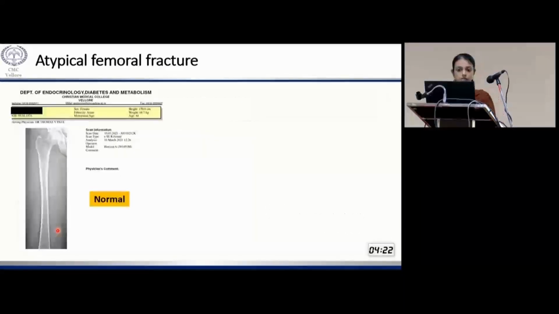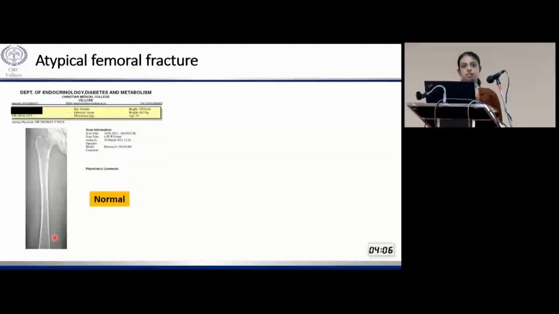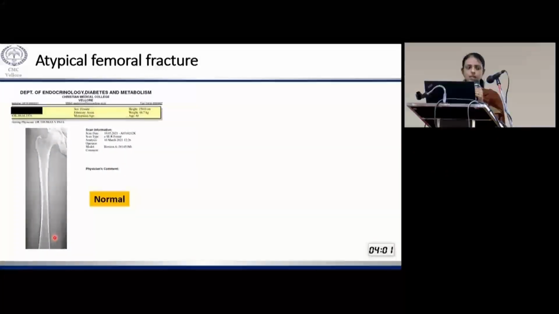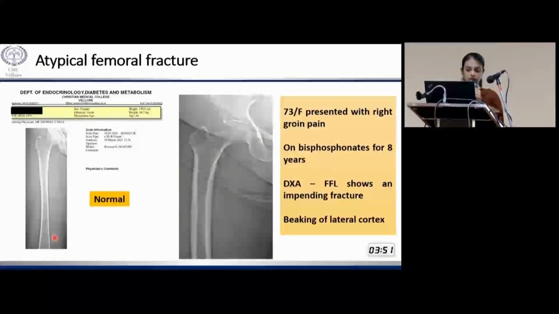Why do I mention this here is because the assessment or screening for an atypical femoral fracture can be done on a DEXA scanner. This is how it would look normally. So the imaging is called the full femur length imaging, or the FFL. This is nothing but a densitometric image of the full femur, and it makes use of a single energy X-ray beam. This lady, 73 years old, had presented with right-sided groin pain. When we did her FFL, she was found to have a beaked appearance of the right medial cortex of her femur.